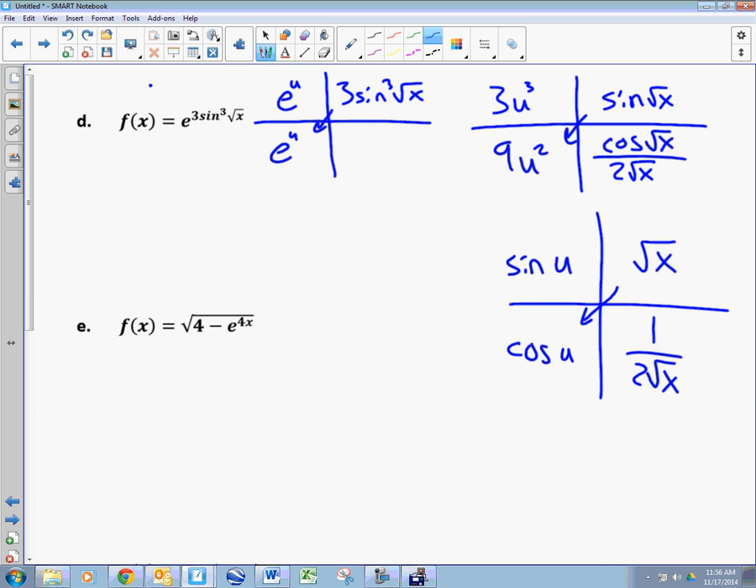Now, I'm going to take this times that. So what am I actually squaring, the root of x or the sine? Sine. So it's 9 sine squared of the root of x times cosine of the root of x over 2 roots of x. Don't you dare cancel off the roots of x. Maybe in imaginary voodoo math land.